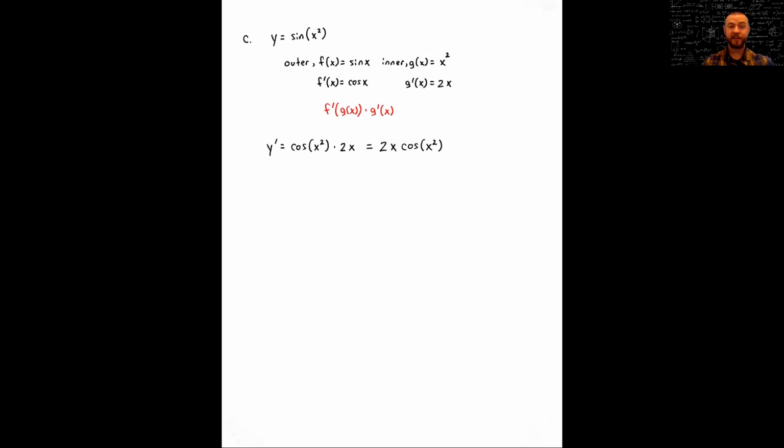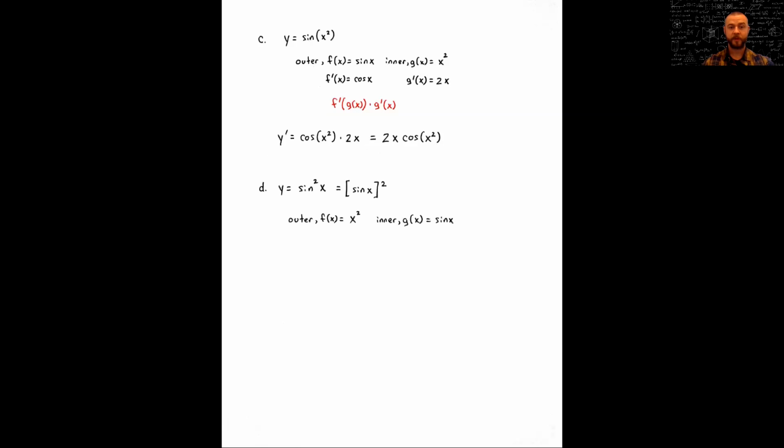All right, and we get our answer for the derivative: 2x times cosine of x squared. Again, that's coming from plugging g of x squared into f prime, cosine of x. That's where the cosine of x squared comes from. That is your f prime of g of x term. All right, now part C is a little more straightforward.